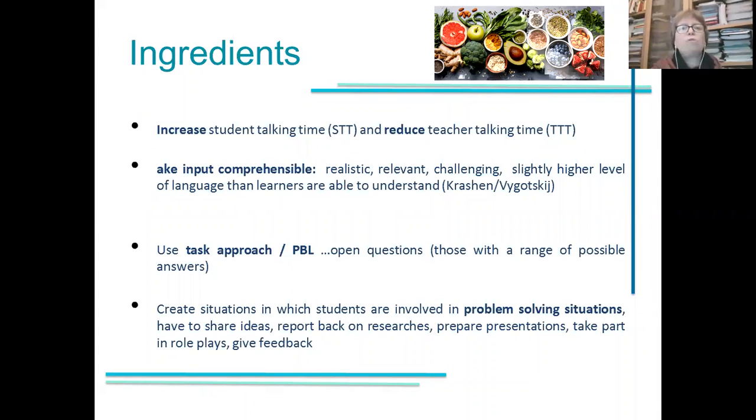So the input has to be realistic, relevant, challenging, and this is very important. Slightly higher level of language than learners are able to understand. Because if the input is too easy, children get bored. If it is too difficult, you lose them. They don't follow you. So it has to be in the middle.